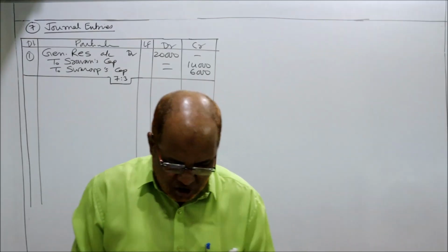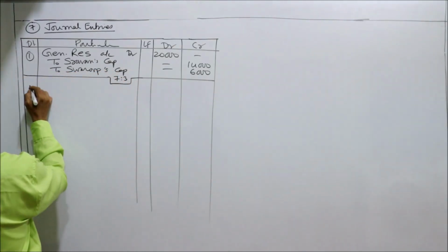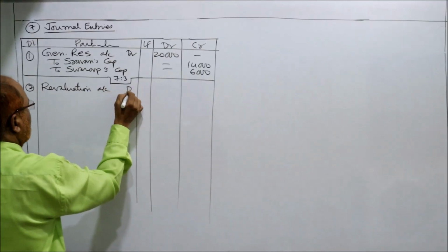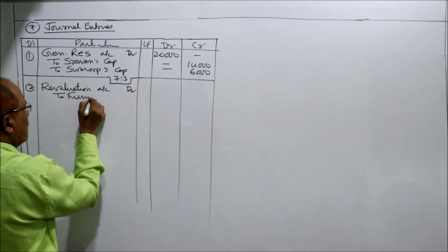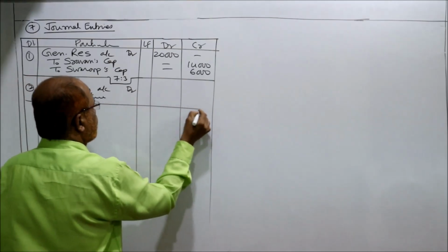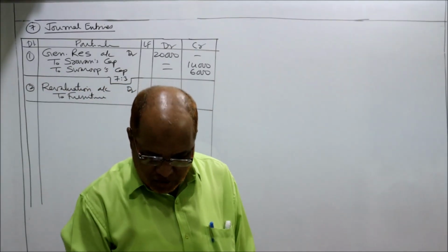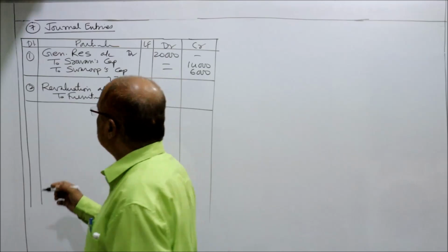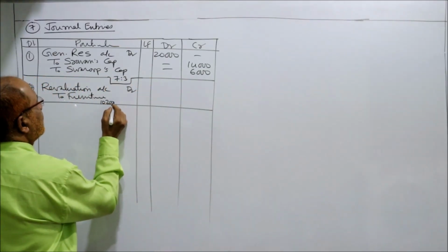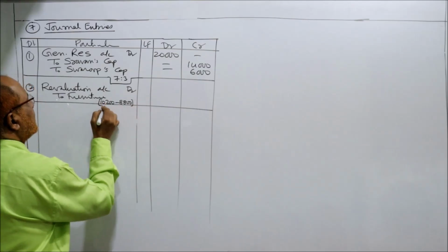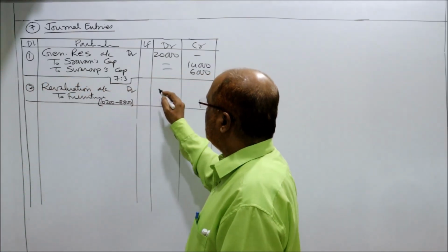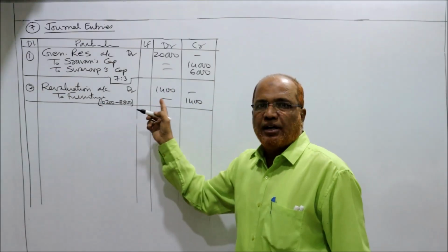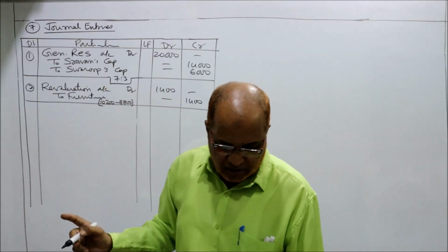Second one is furniture. The value of furniture should be decreased. Revaluation account debit to furniture account. It is given that from 10,200 we have to bring down to 8,800. So 10,200 minus 8,800, how much has to be reduced? 1,400 value should be decreased. The furniture should be decreased by 1,400. Revaluation account debit to furniture account.